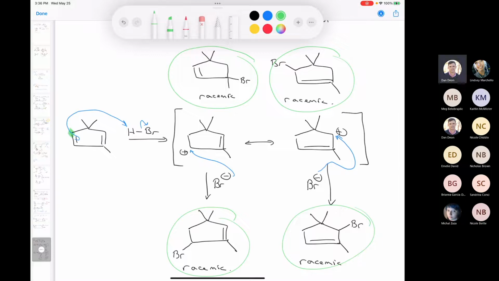And if you have an unsymmetrical molecule like we do here, well, that means you're going to have to draw two different allylic carbocations after the addition of the proton. Give me a thumbs up if you follow me on that, even if you're with me 50% of the way, because that is not an easy problem.